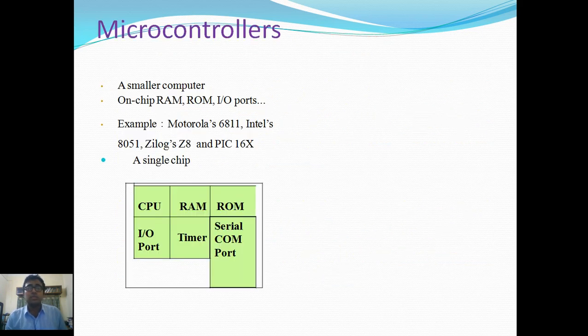Microcontrollers. A microcontroller is a smaller computer on a chip, with RAM, ROM, input-output ports. Examples are Motorola 6811, Intel's 8051, Zilog Z8, and PIC 16X. It's a single chip. In a single chip, as we have already said, we have a central processing unit, a processor, random access memory, ROM, input-output port, timer, and serial communication port, all in a single chip.